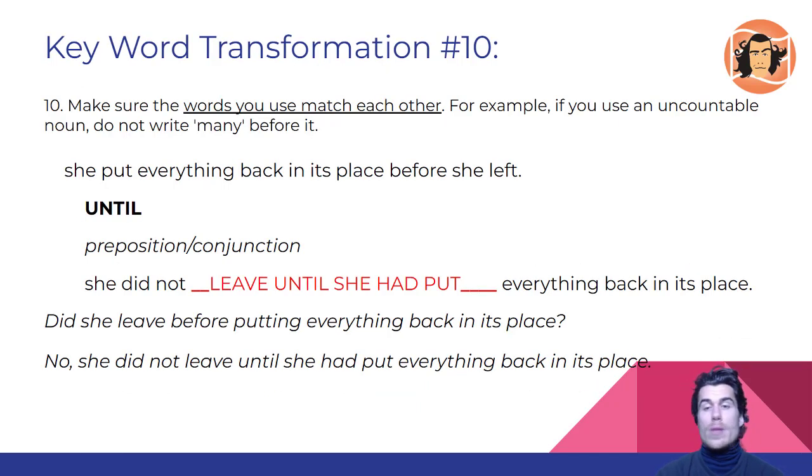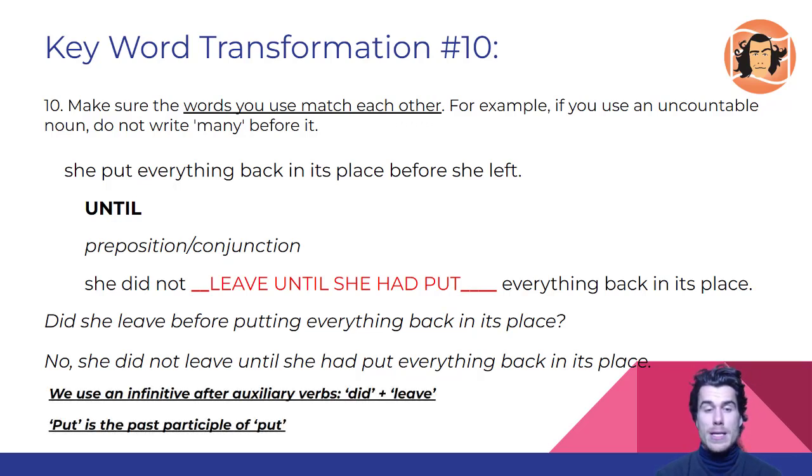So, step number 10, the final step. Do the words we use match each other? She did not. Did not is an auxiliary verb. We need an infinitive after, so that's leave. Did not leave. Until, okay. She had put, okay. That's fine. And as I say at the bottom, we use an infinitive after auxiliary verbs, did. So we have did and then an infinitive leave. And put is the past participle of put, so that's okay as well.